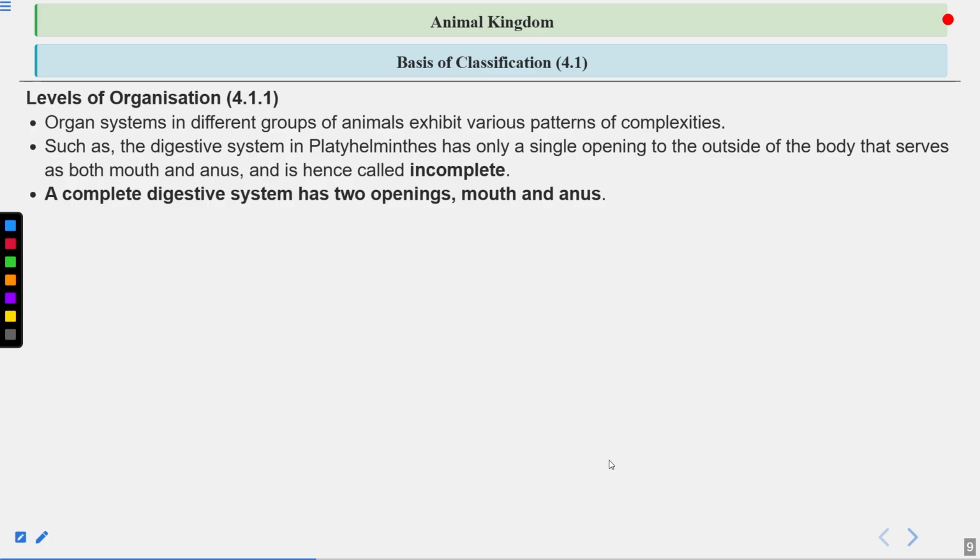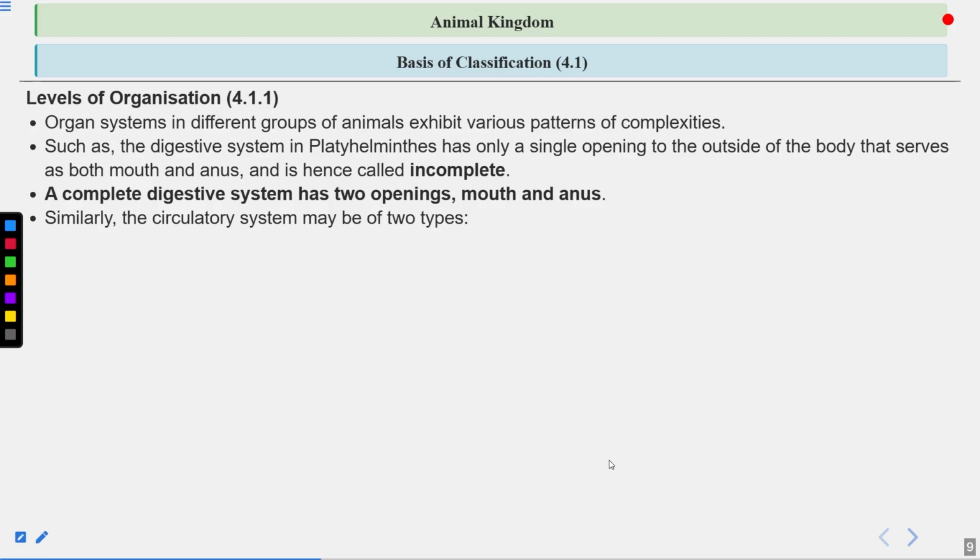And one more important thing: why do they not have a full digestive system? Because they actually absorb the digested food material from their body surface only. So the digestive system is largely absent, with only one opening, called the mouth, which does the function of both mouth and anus, right? But if you see the complex organisms, their digestive tract has two openings, the mouth and anus. So we see the complexity, the pattern in the organ system.